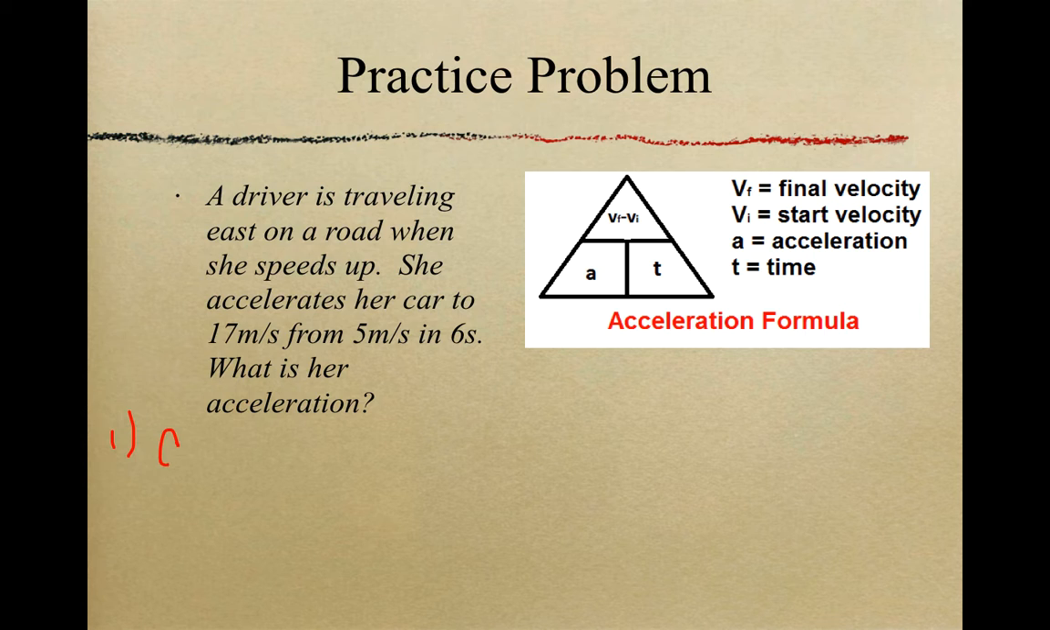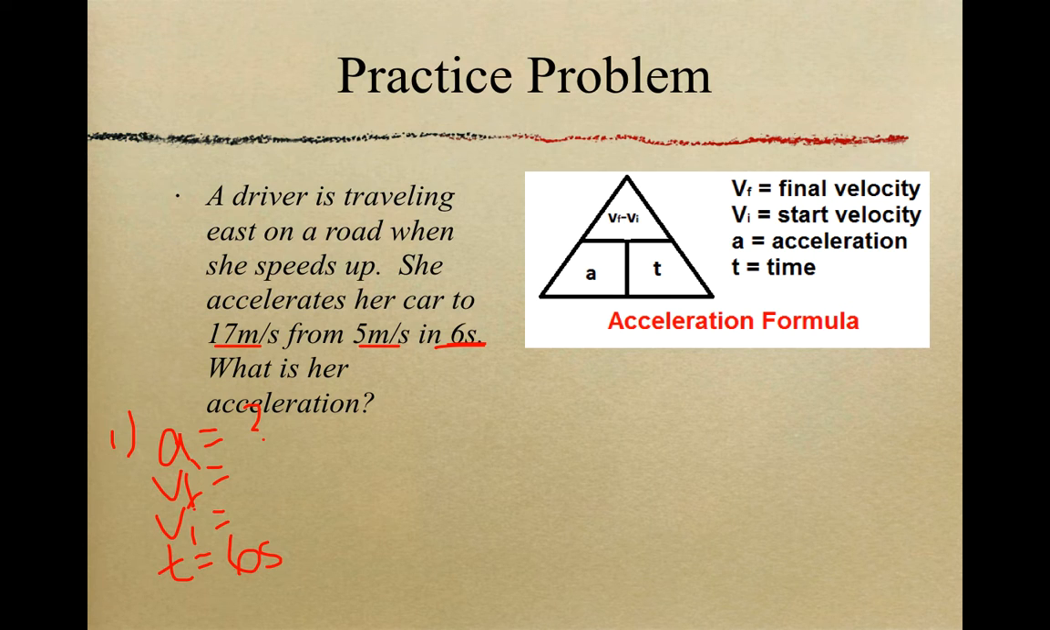So step 1 is going to be to identify all our variables. You'll have to pardon, it's not going to be the neatest because I'm trying to write with my stylus. I'm trying to find acceleration, so that's my question mark. Now I need to start looking at components. The easiest thing to identify is going to be the time, so 6 seconds. Now I've got 2 more components here. I've got 17 meters per second and 5 meters per second.